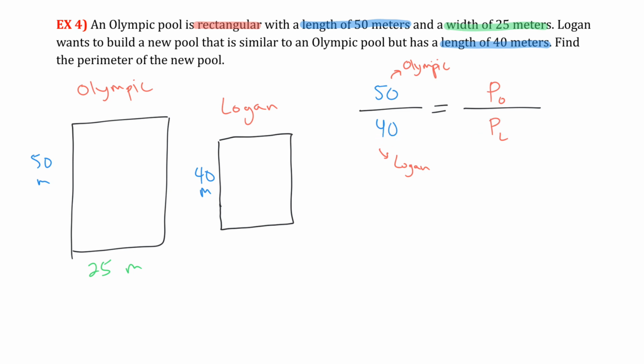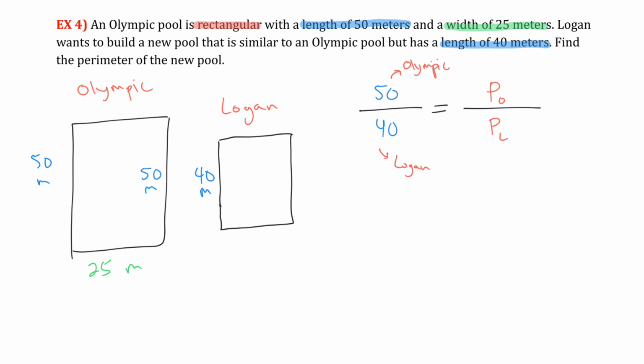All right. Now, we actually don't currently know the perimeters for both of these polygons, but I do have all of the side lengths for the Olympic pool. And keep in mind that because this is a rectangle, that means that two of the sides are the same length.